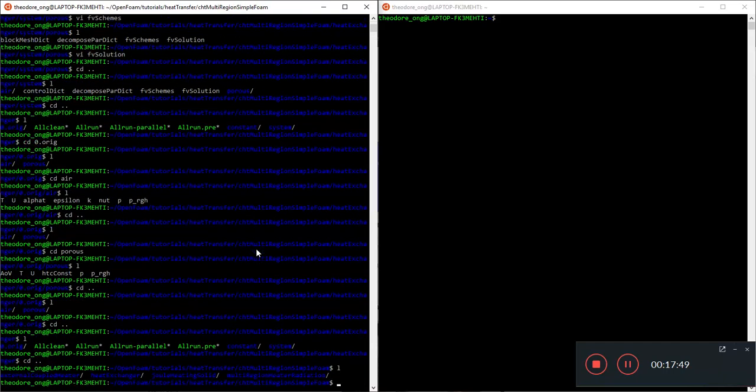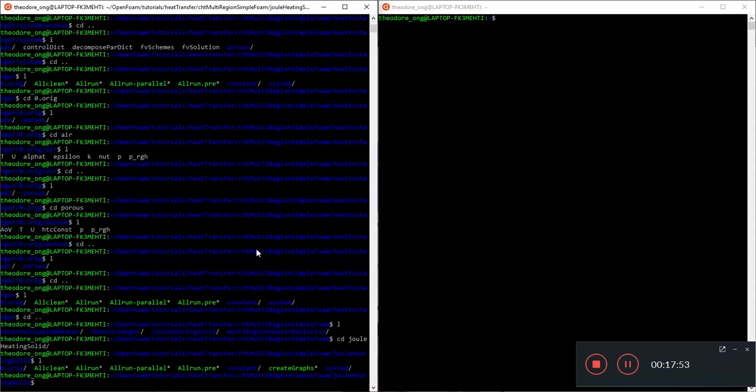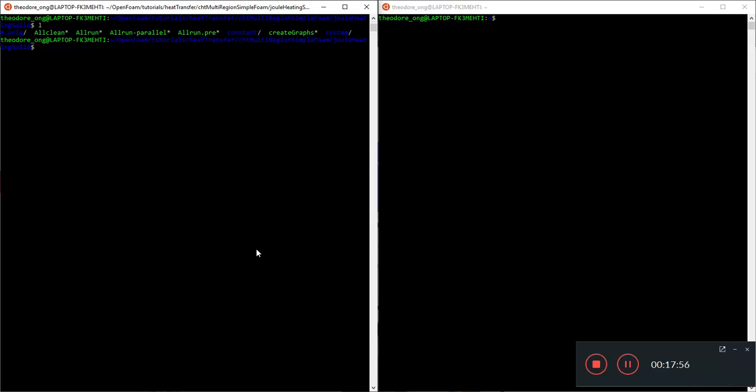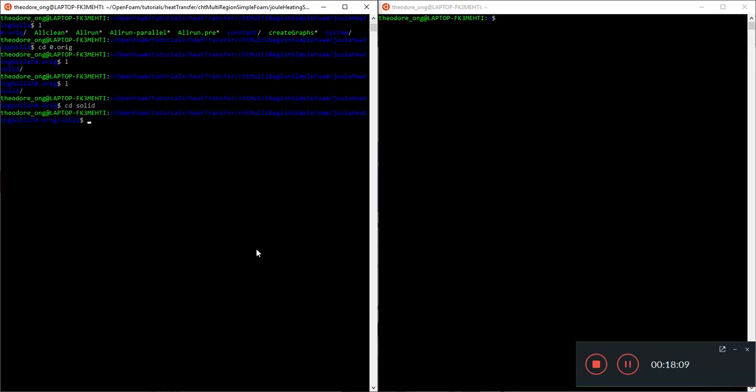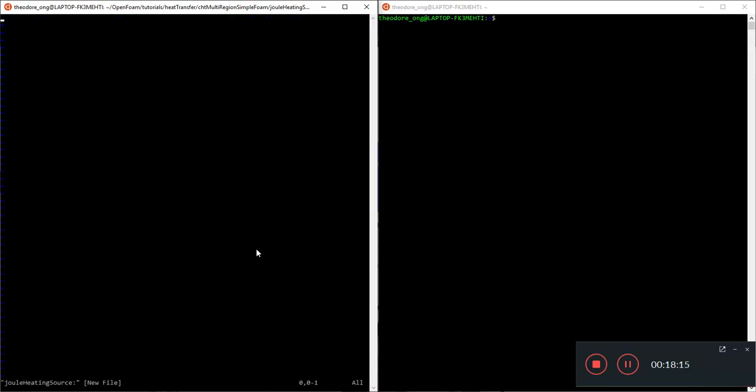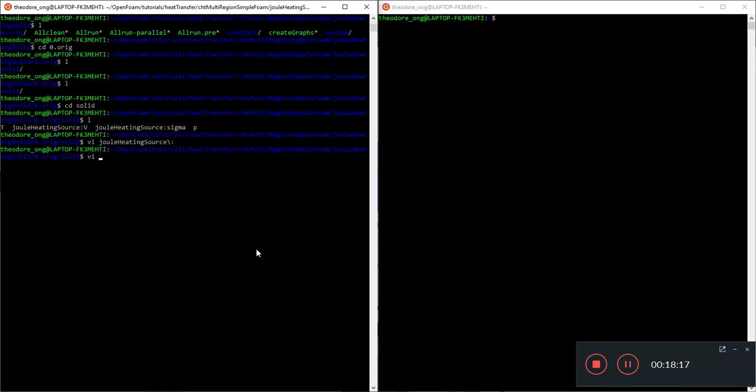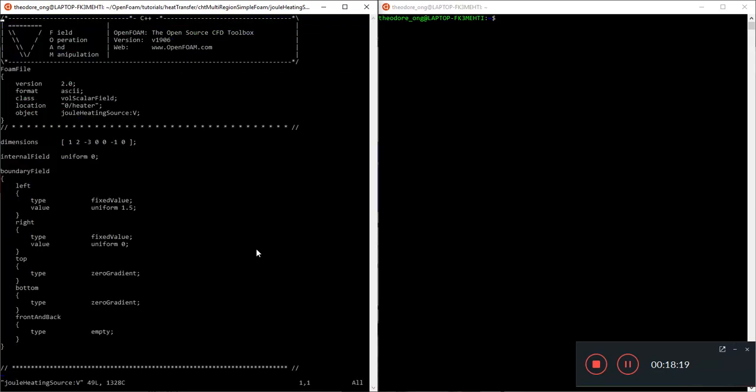Okay, so if you take a look at this thing called Joule heating solid, maybe this is easier for us. Since this is the third tutorial case, I looked through two as well. So let's take a look at zero.original. We see one solid in here, so there's only one region called the solid region. So we have a T and P and a Joule heating source. Let's take a look at the Joule heating source V file.